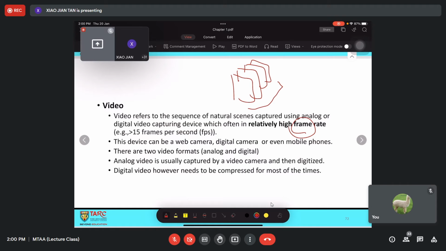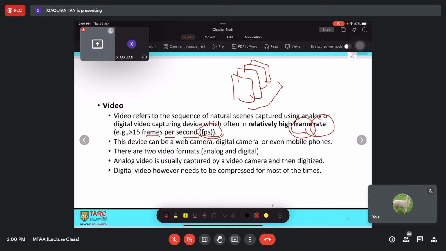So whenever we have something arranged in terms of the time dimension, we will call it a rate. Like the rating for your marks and this and that. Rate is something to measure against the time taken. Okay, so more than 15 frames per second. FPS is a very common term in video, referring to frames per second.